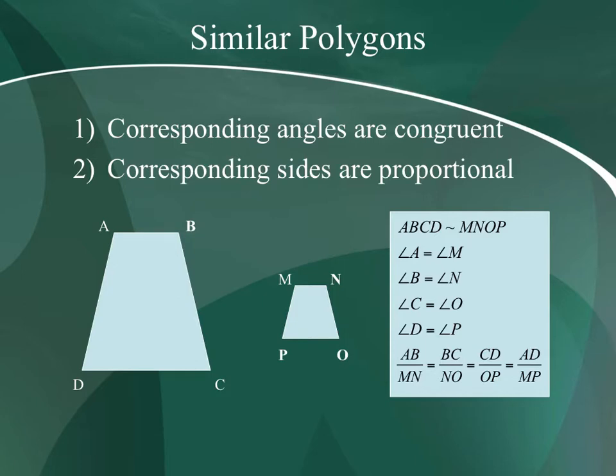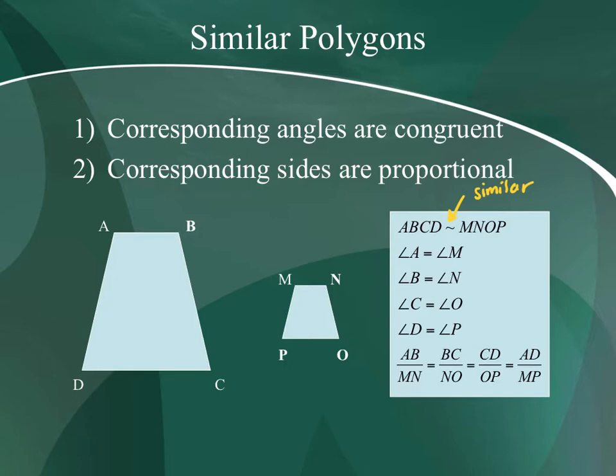So the angles always are congruent. If ABCD is similar to, which is what this little symbol means, it's no longer congruent, it's similar, then angle A matches M, angle B matches N, angle C matches O, and angle D matches P. The order's important there, just like it was in our congruent triangles and congruent polygons. It's like the thing that's usually over our congruence symbol.